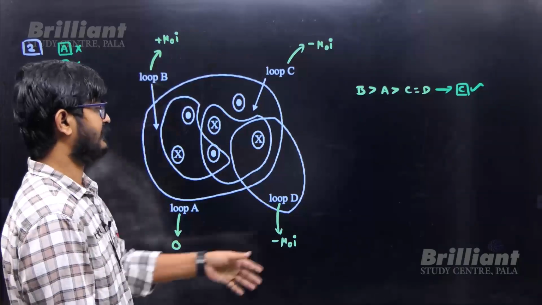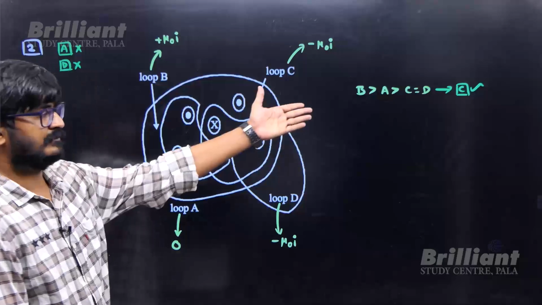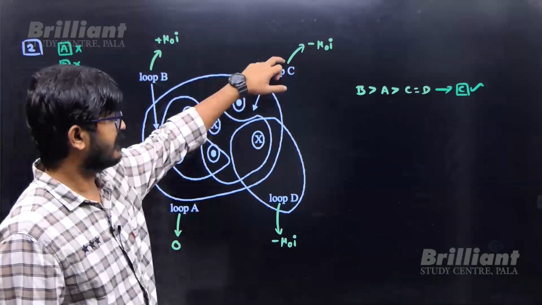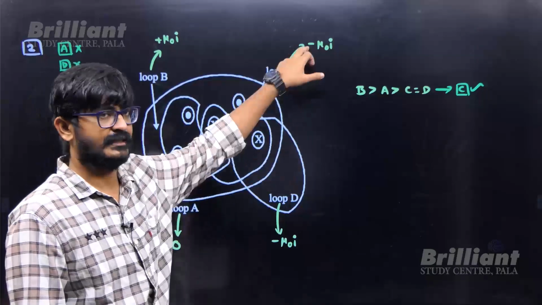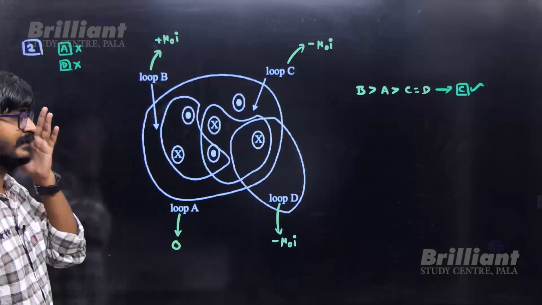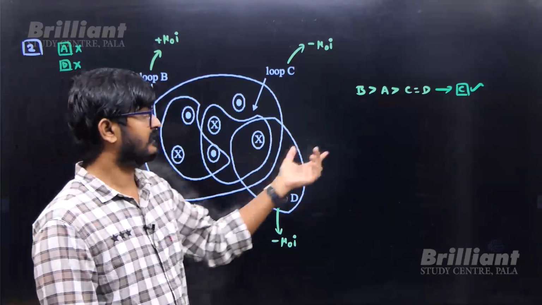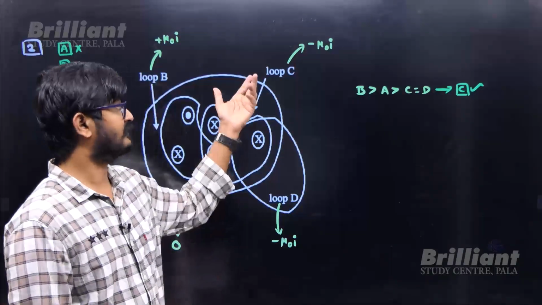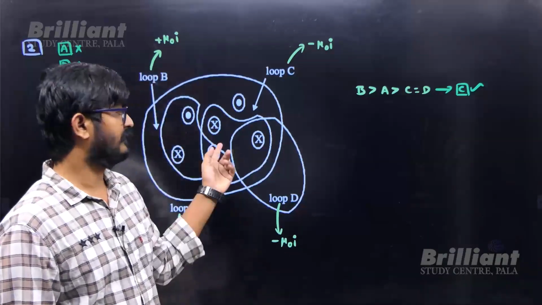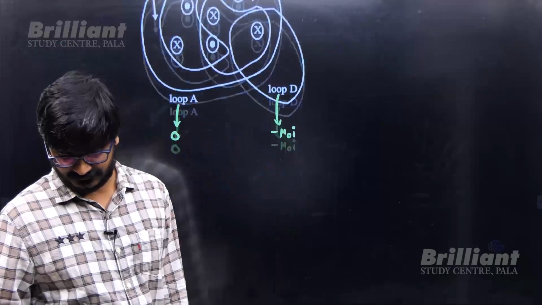So once you get this, you can easily mark B is greater than A, which is greater than both C and D, where C and D are equal. Even if you don't know how to calculate plus or minus, you must be able to understand that C must be equal to D, because the current enclosed will be the same.